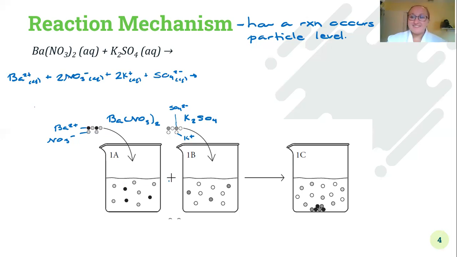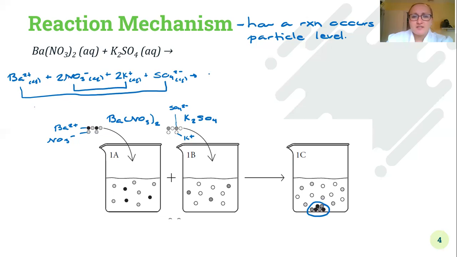Now, when we mix these all together, these ions are free to interact with each other. So our nitrates can interact with our potassiums, our barium can interact with our sulfates, and this is where something interesting happens. Barium sulfate is an insoluble ionic compound. It doesn't dissolve in water. So when barium and sulfate connect, it forms a precipitate that settles at the bottom.